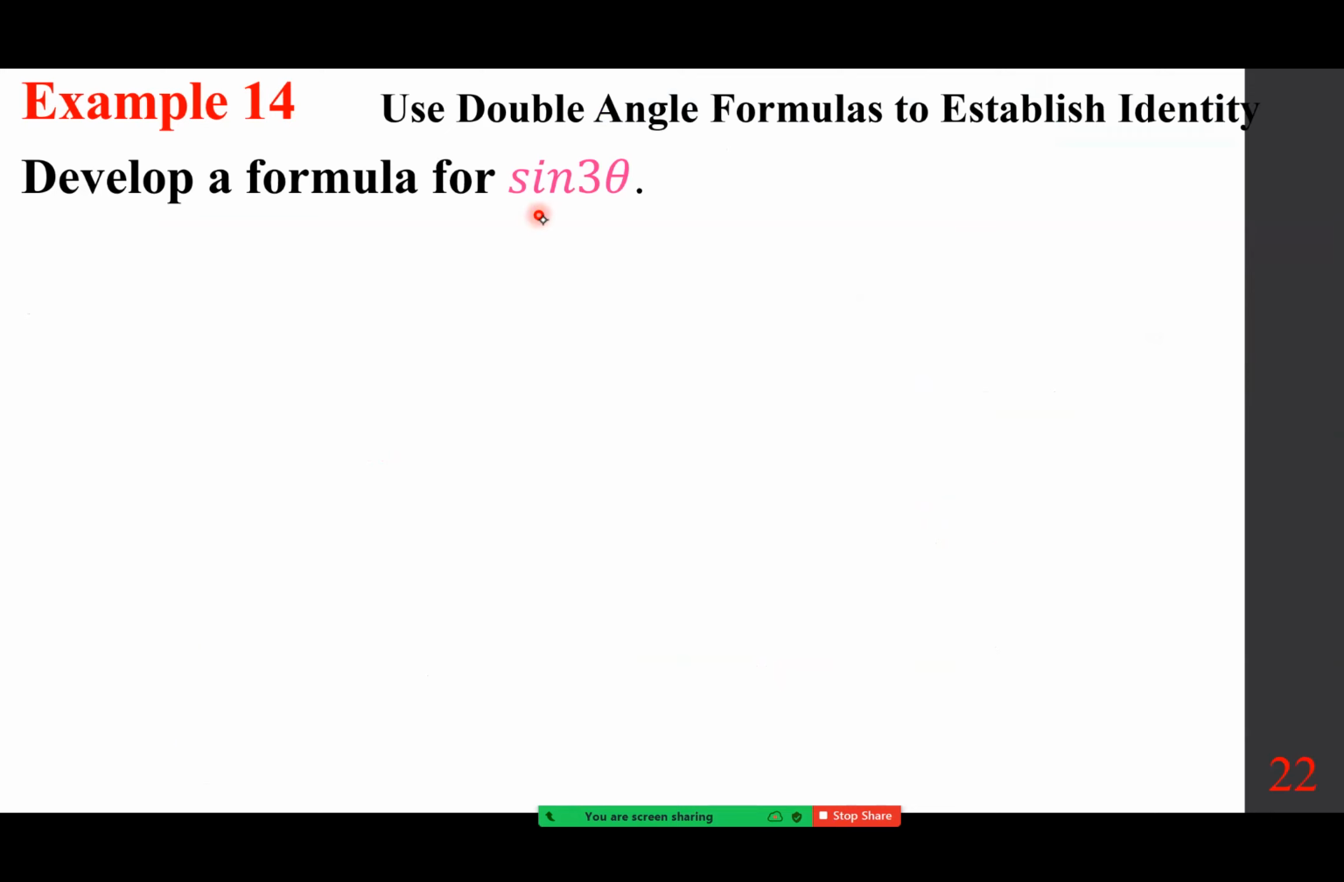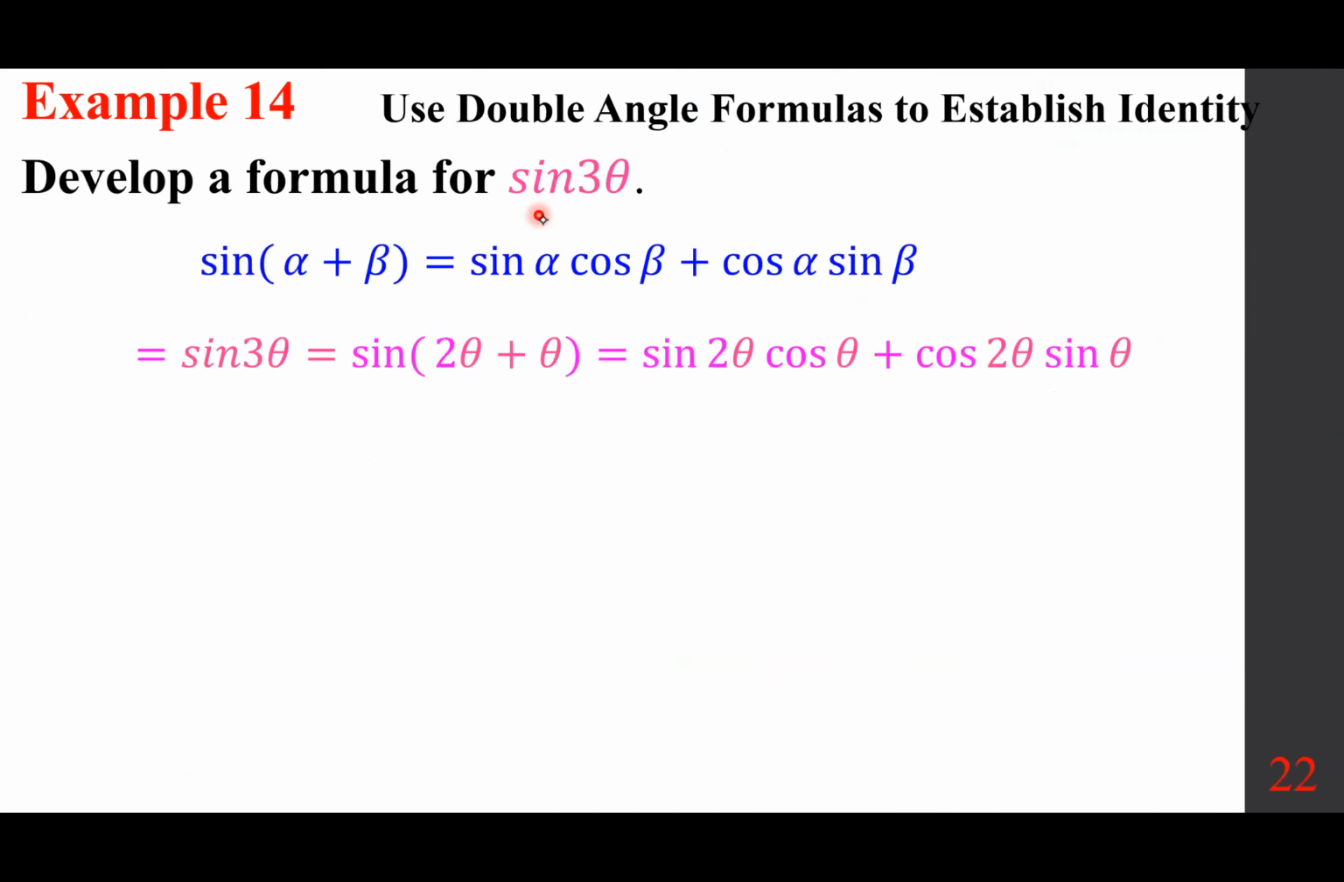We want to develop the formula for sine of 3 theta, and we know that sine of alpha plus beta. So we're going to replace one of them with theta, one of them with 2 theta. So if we take this one to be 2 theta and this one to be theta, then sine of 2 theta cosine theta plus cosine of 2 theta sine theta.